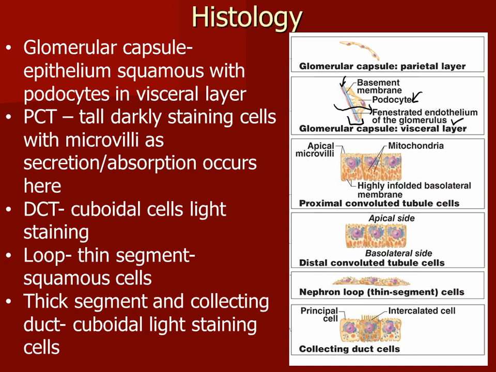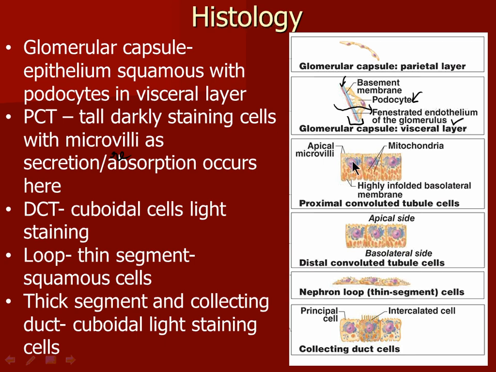Next is the proximal convoluted tubule. When you look at the proximal convoluted tubule, a lot of activity goes on. A lot of secretion and reabsorption goes on. So this should really read reabsorption. And so therefore you need microvilli. So you'll have microvilli which help in reabsorption.